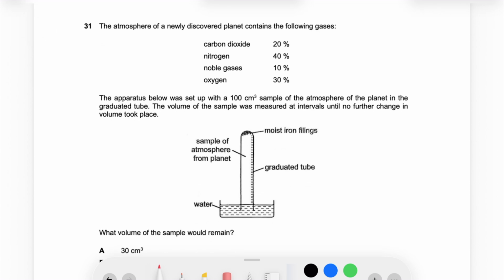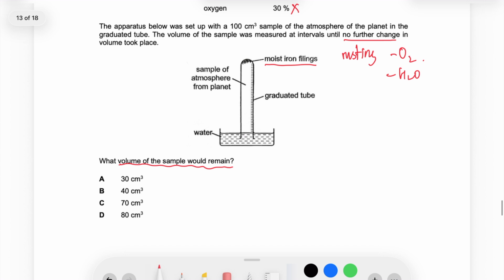Question 31. Alright, so this is under air. So what is important is that you have moist iron filings. The volume of the sample was measured at regular intervals until there was no further change. So what would be the volume remaining? You need to know that this is rusting. For rusting, you will require oxygen and water, of course. So all the oxygen will be removed. So what are you left with? You are left with 70%. So the answer will be C. All the oxygen will be used up for the rusting process.